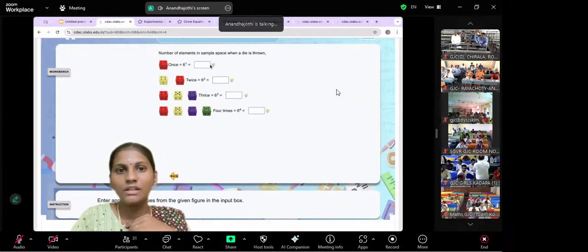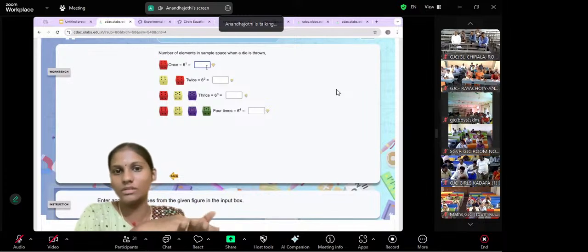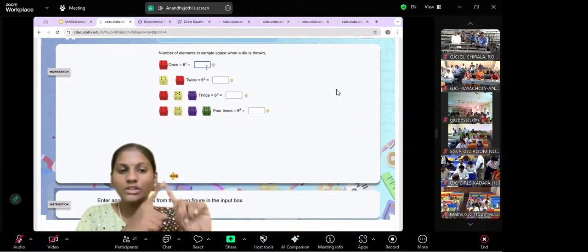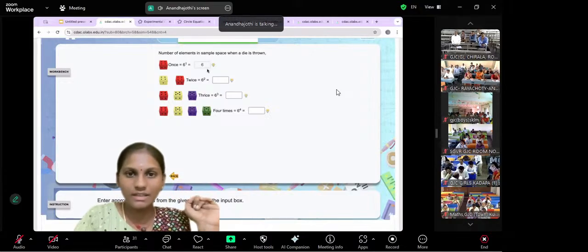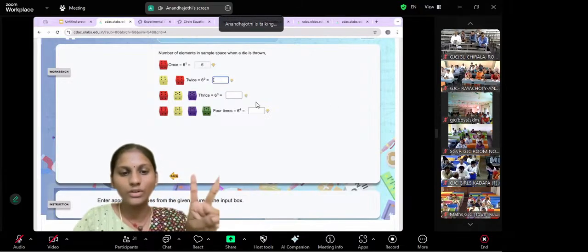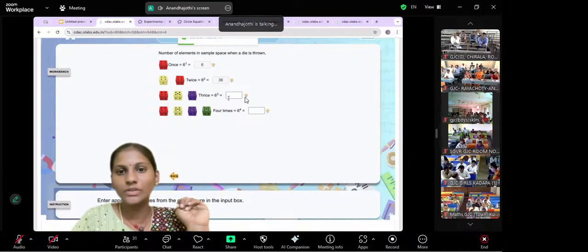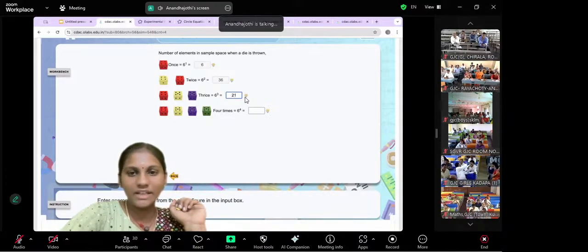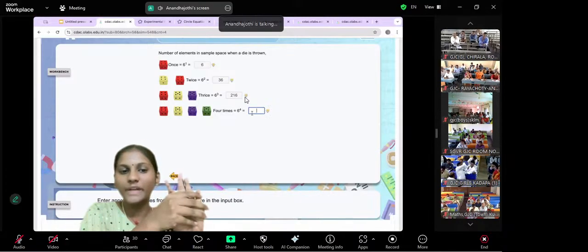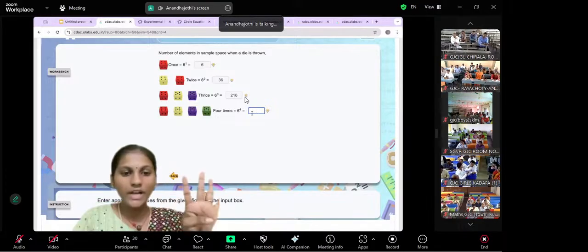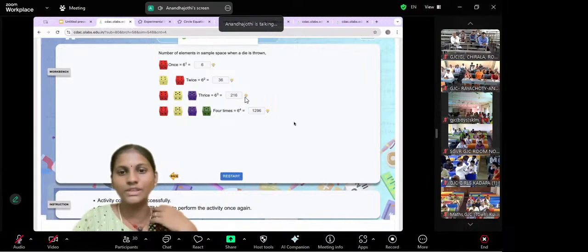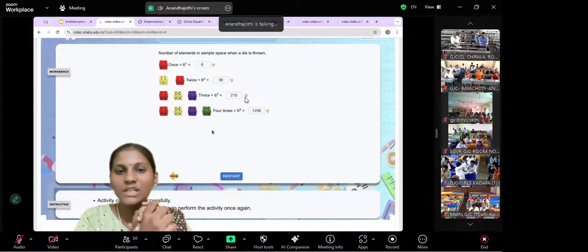Okay, I'm correct. So the final step is we have to write how many samples we get. In the first case we throw one dice, so 6 power 1 is 6. In the second case we throw 2 dice, which is 6 power 2, that is 36. In the third case we threw 3 dice, it is 6 power 3, 216. And in the fourth case we throw 4 dice, so 6 power 4 is 1296. Correct. So this is how a simulation will work.